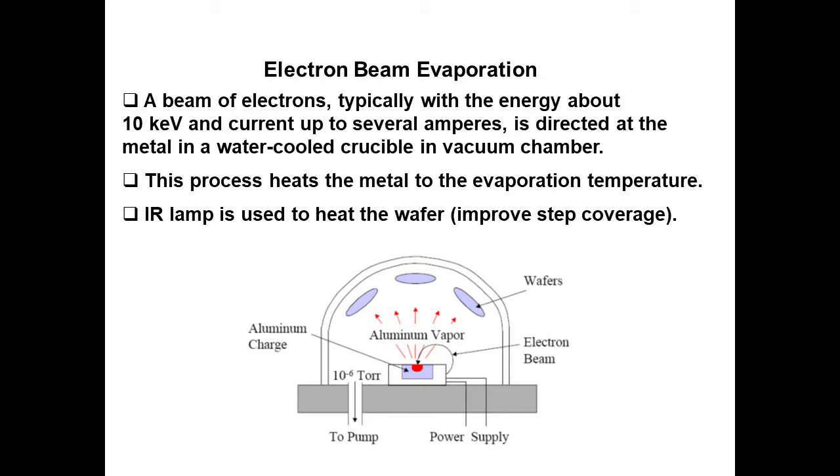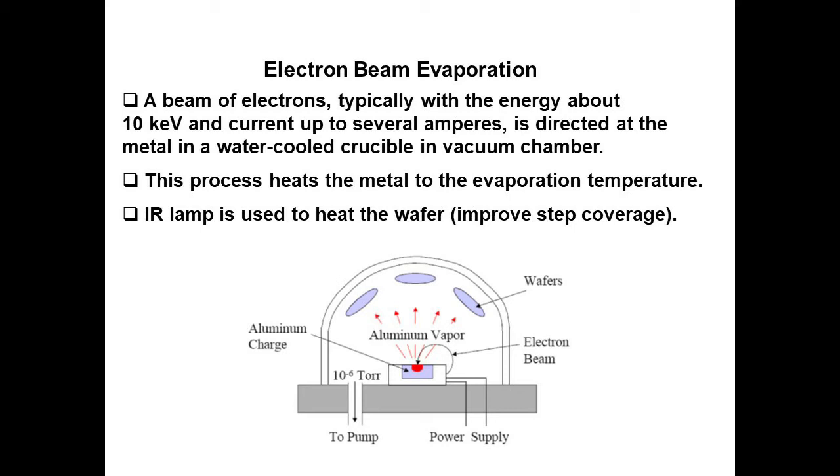Here is the mechanism first. An electron beam, a beam of electrons typically with energy of about 10 kilo electron volts and current up to several amperes, is directed at the metal. It can be many types of metals, titanium, aluminium, and a few others, in a water-cooled crucible in a vacuum chamber. This process heats the metal to the evaporation temperature. Then the vapor of the metal will be deposited on the wafers.